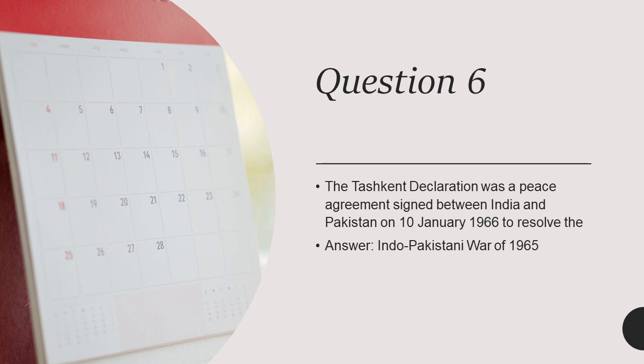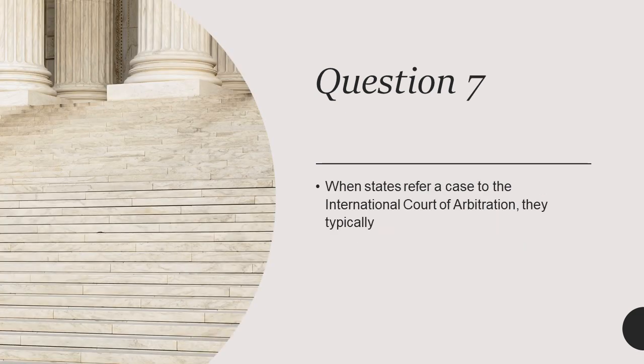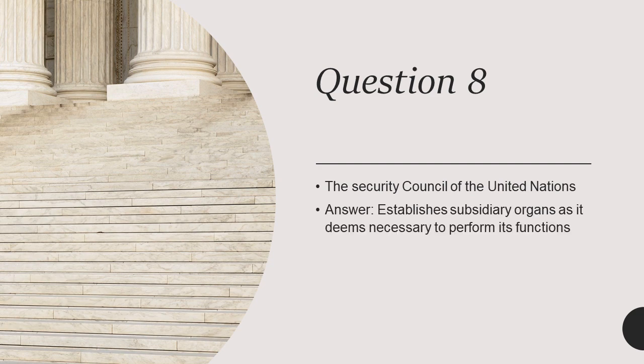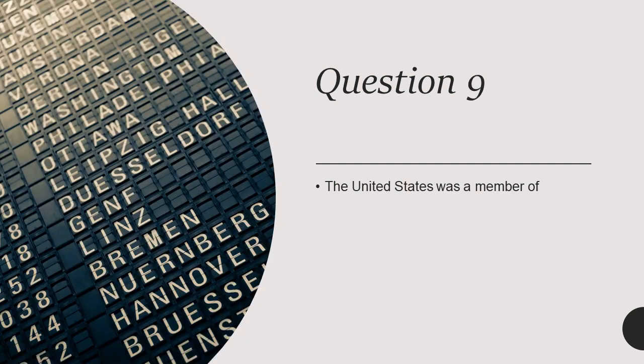War of 1965. When states refer a case to the International Court of Arbitration, they typically choose the judges of their own choice. The Security Council of the United Nations establishes subsidiary organs as it deems necessary to perform its functions. The United States was a member of SEATO, which stands for Southeast Asia Treaty Organization.